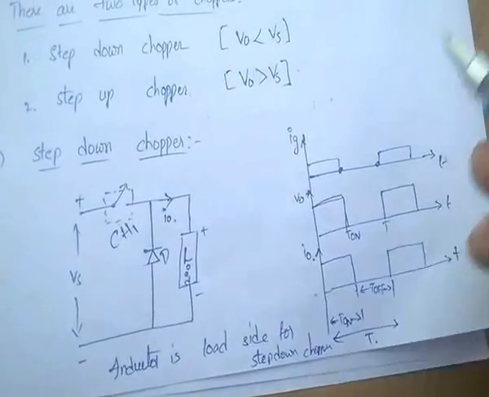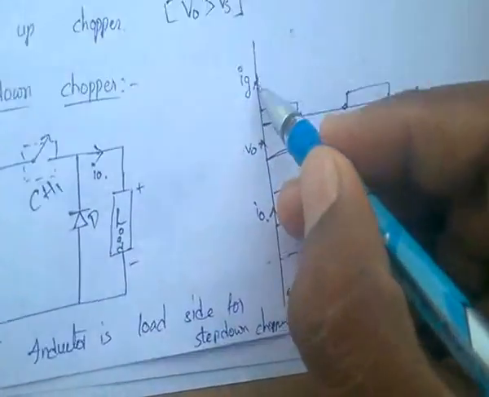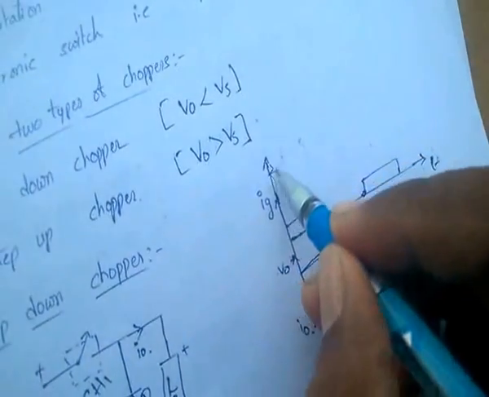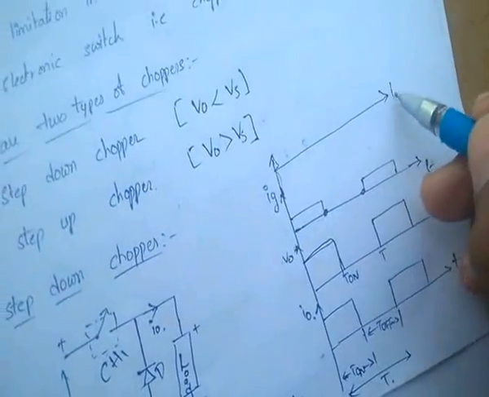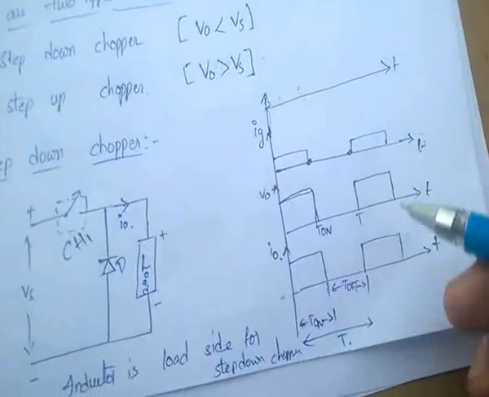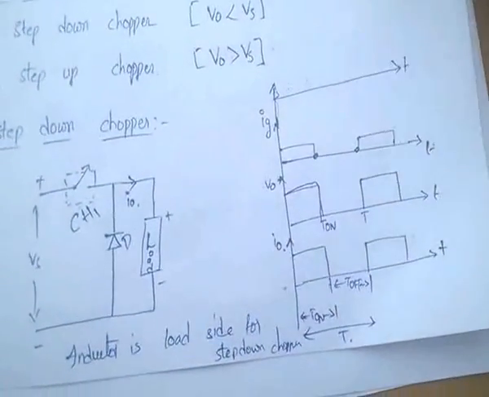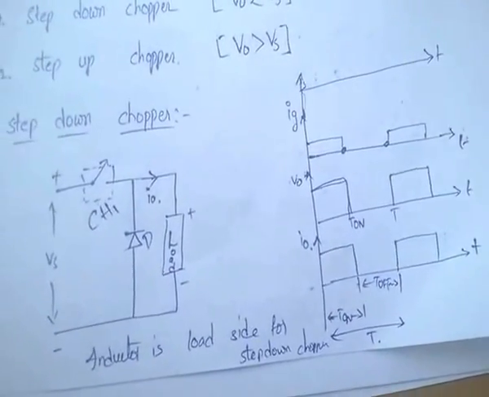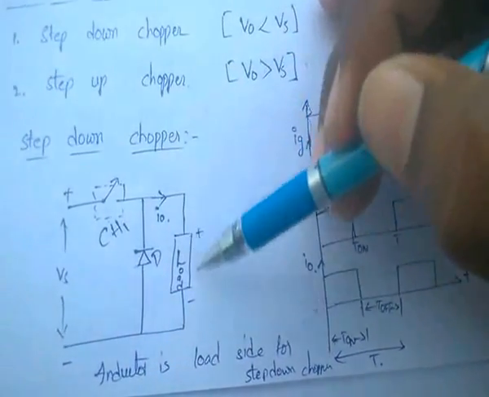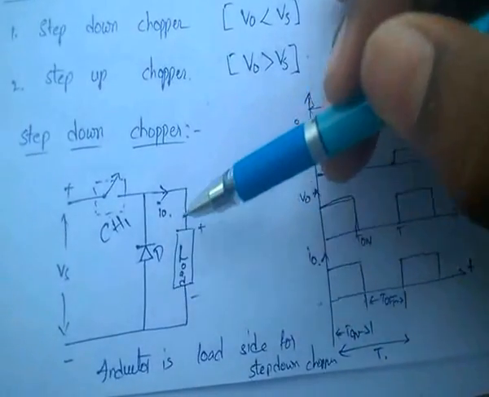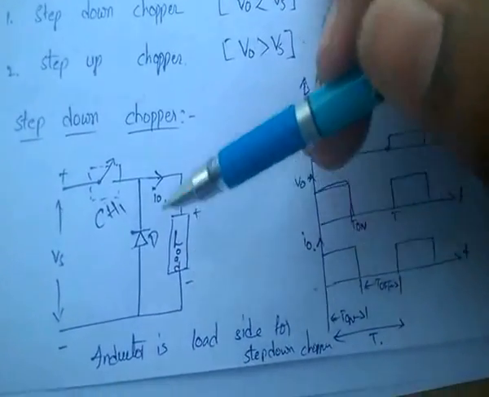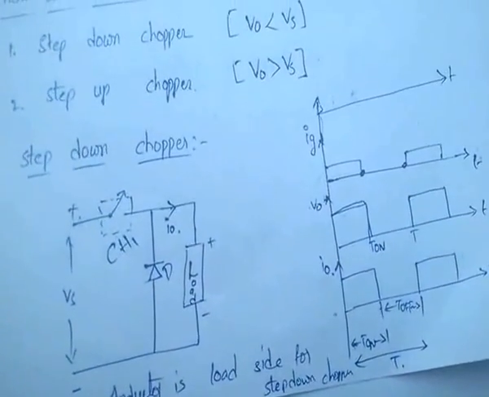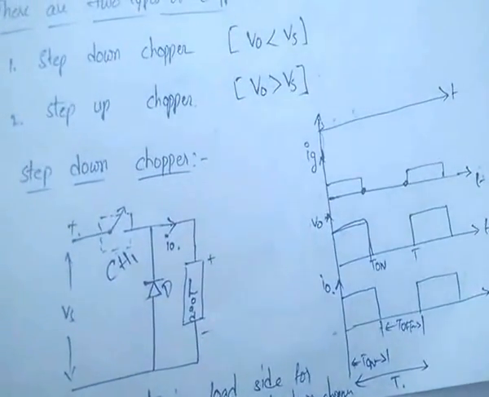In this way, from a fixed DC voltage, we can get variable DC voltage and variable DC current. For this step down chopper, the inductor is on the load side. In case of step up chopper, the inductor is on the source side.